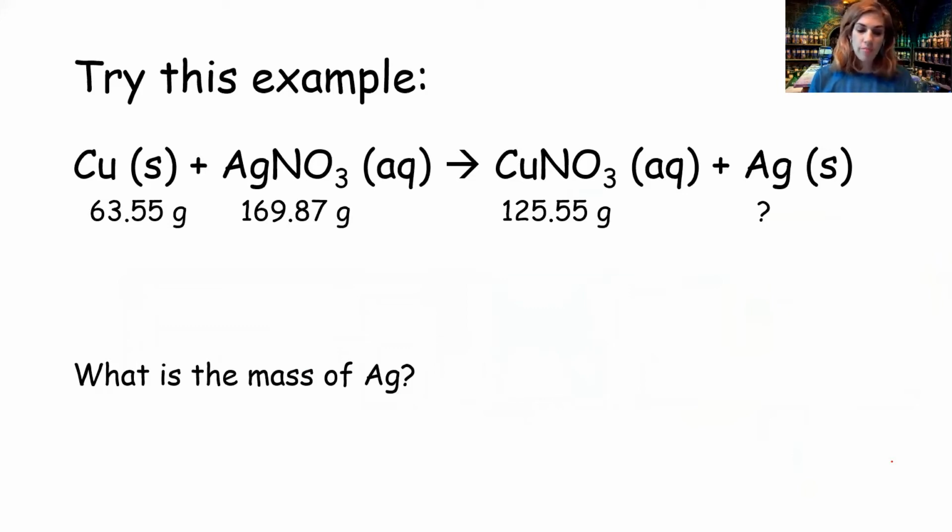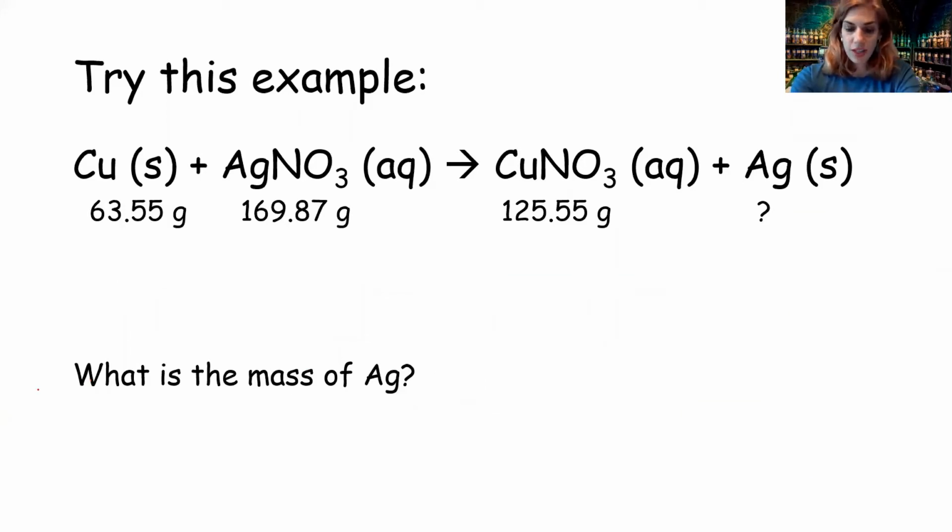So if the total mass of the reactants and the products are not equal, something's wrong and something's not balanced. It cannot exist in nature. So let's take a look at this example. Go ahead and pause the video and see if you can determine the mass of silver on your own. When you think you've got it, hit play to check your answer.